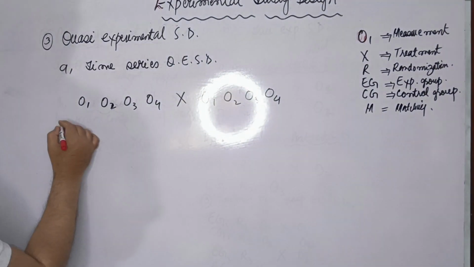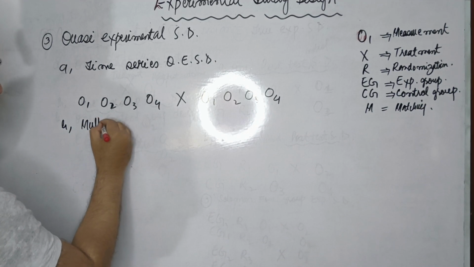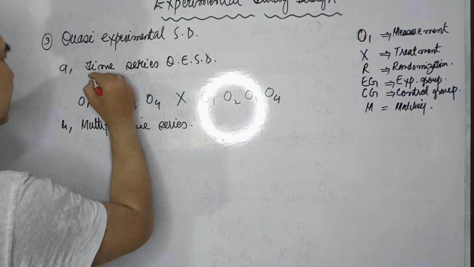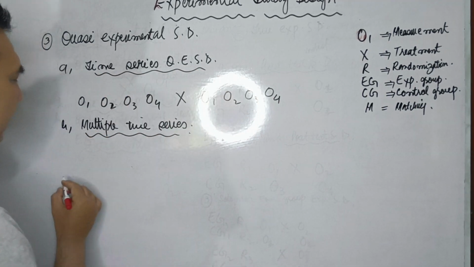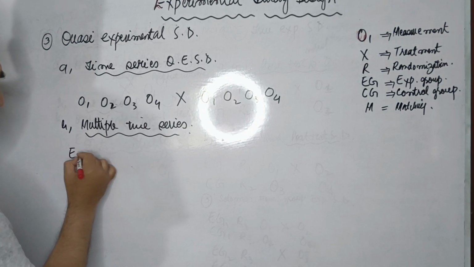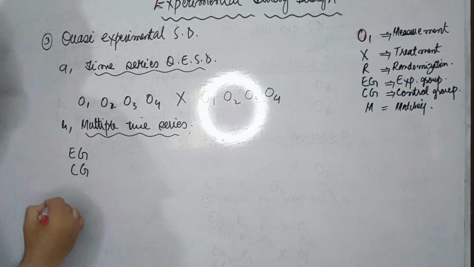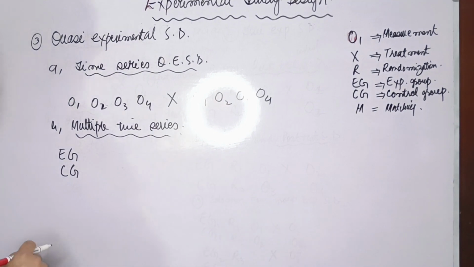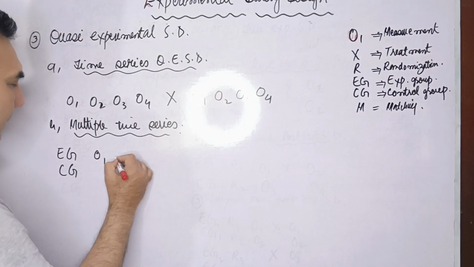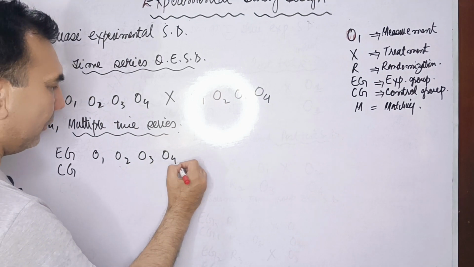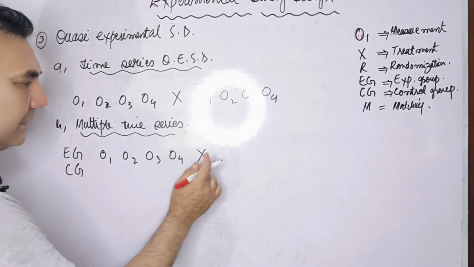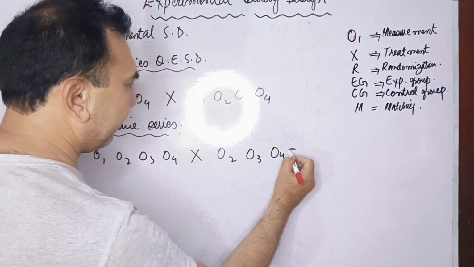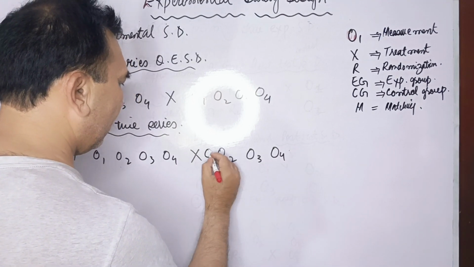Now the second one is called the multiple time series. In multiple time series, what's the difference? In this, the researcher will select the experiment group and the control group, but not randomly allocated. The second one is, as I told you, 1, 2, 3 and 4, and then expose a treatment, then measure O2, O3, O4, O5.